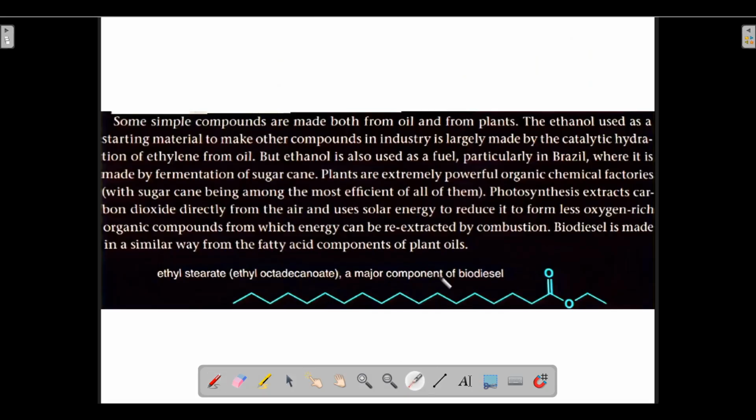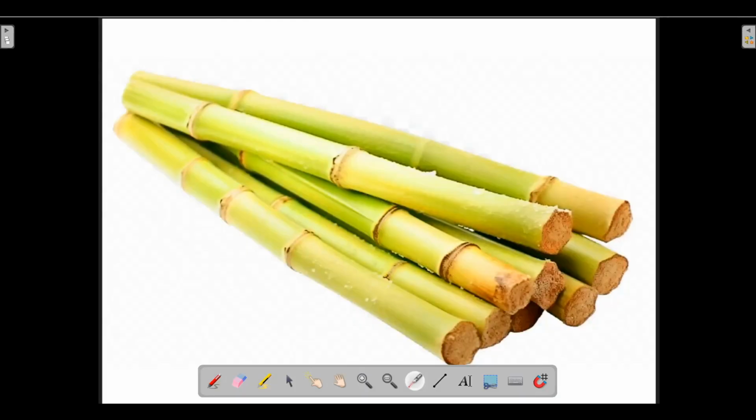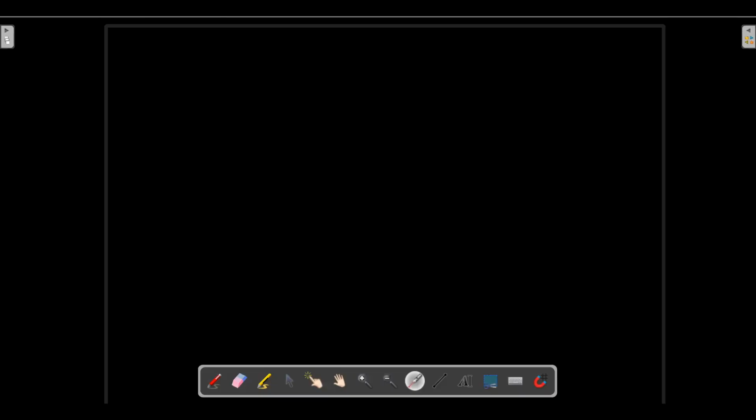So biodiesel is made in a similar way from fatty acid components of plant oils. And how does sugar cane look? I have already told you, sugar cane looks something like this.